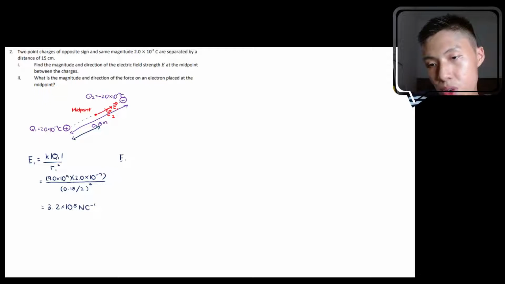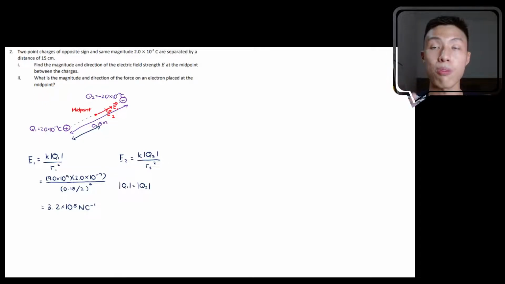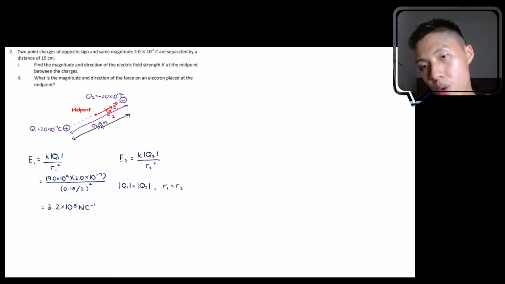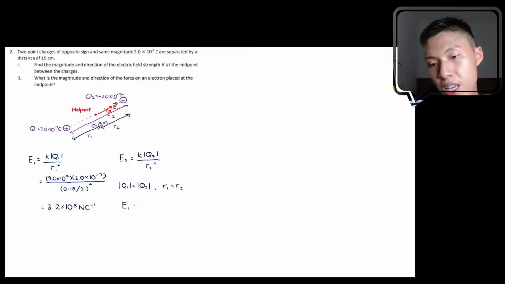Okay, E2 is equal to kQ2 modulus over R2 squared. But since you know that Q1 is equal to Q2 modulus, because they both have different signs, but if you take the modulus, they will be the same value. And you also know that R1 is equal to R2. It's just the midpoint, right? So R1 and R2 should have the same value. Therefore, you can infer that E2 is actually just equal to E1. Therefore, E2 is equal to 3.2 times 10 to the power of 5 Newton per Coulomb.